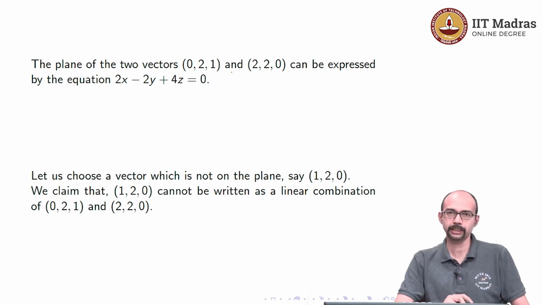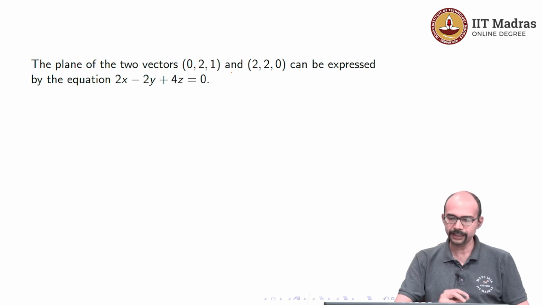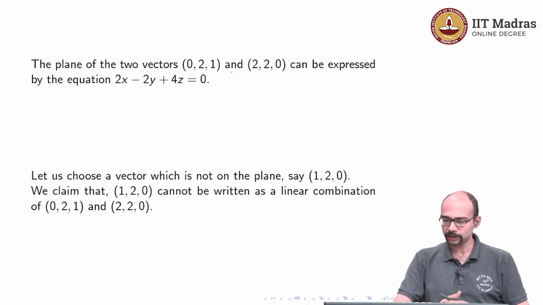Yeah, so we saw earlier that in the earlier example, the third vector indeed was on the plane. So maybe we can go back and check what that was. It was (3, 7, 2), and it does satisfy this equation, because 2 times 3 is 6, plus 4 times 2 is 8, so 6 plus 8 is 14, minus 2 times 7 is 0. Okay. So let's look at (1, 2, 0).